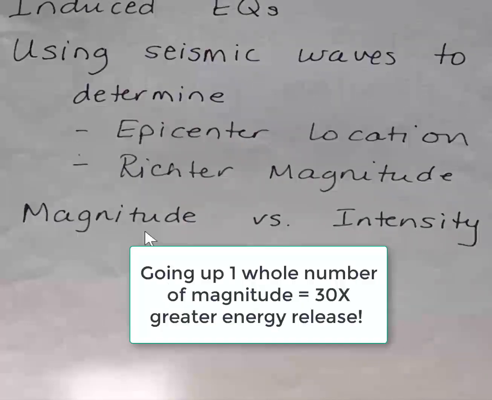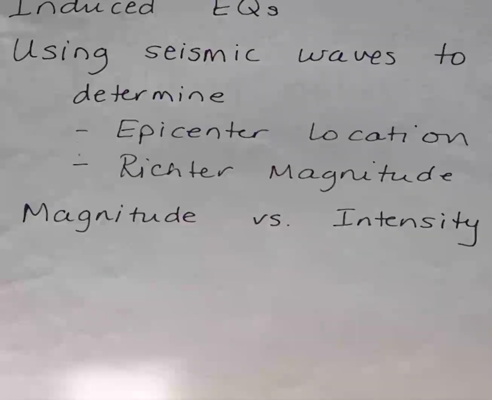Remember, magnitude is trying to estimate how much energy was released during the earthquake, whereas intensity is estimating the damage done. So we can compare earthquakes based on how much energy they released, or we could compare them by the amount of damage they did.